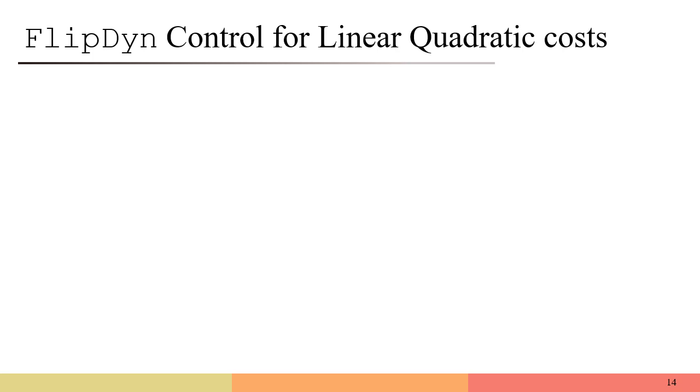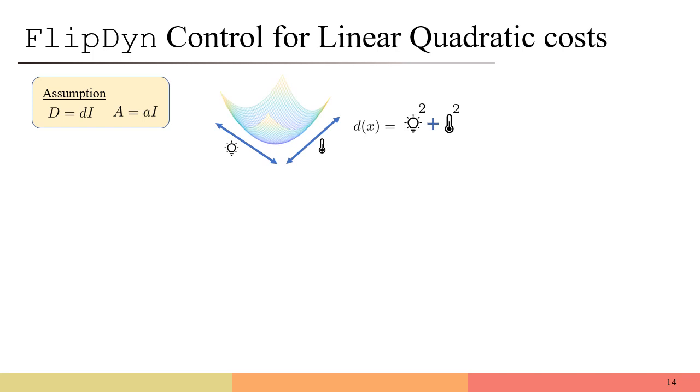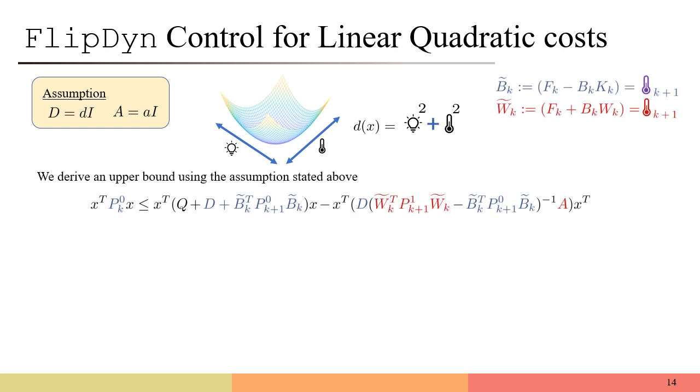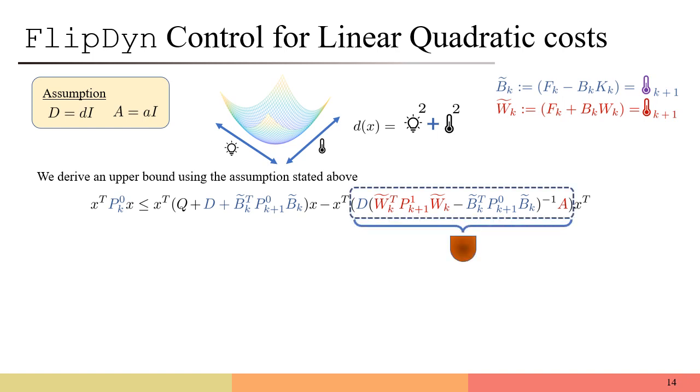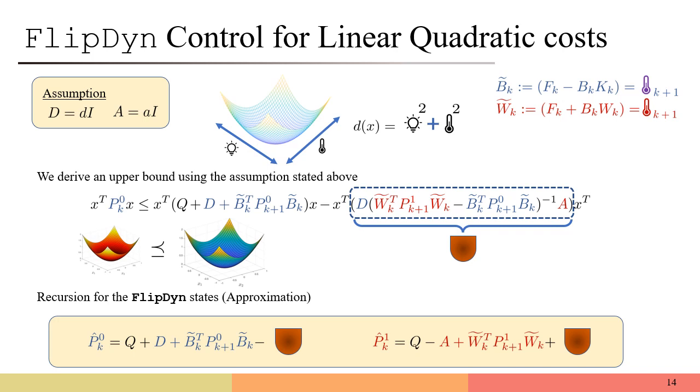So, what can we do about this? We can make an additional assumption of diagonal takeover costs. A simple example one can visualize is a quadratic takeover cost on the temperature and intensity of light. Notice there is no cross term between the light intensity and temperature. We can use such an assumption to solve for an upper bound of the value function via this inverse. Intuitively, this can be visualized as solving for a larger quadratic compared to the left-hand side. Using such a property, we can derive an approximate recursion over the horizon for both FlipDyn states. Notice the change in the terms and the signs for the alpha equal to 1 quadratic form.